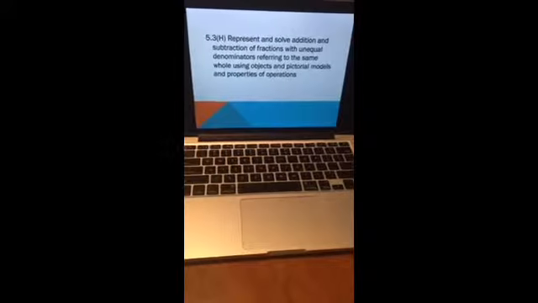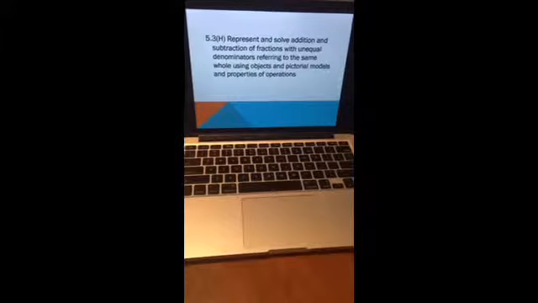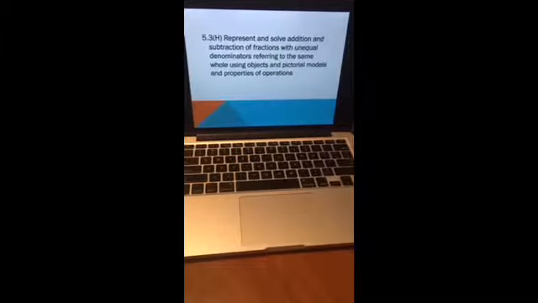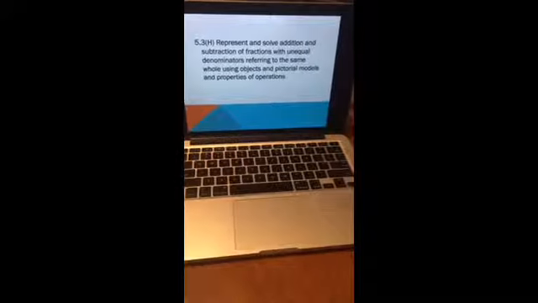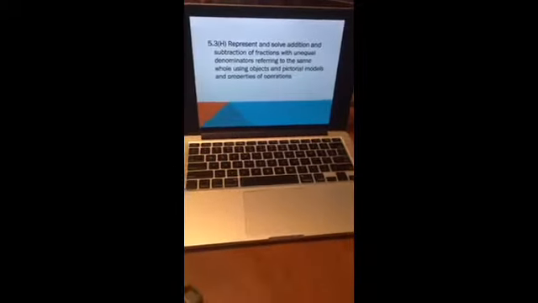Today we're going to be working with TEK 5.3H, which is represent and solve addition and subtraction of fractions with unequal denominators, referring to the same whole using objects and pictorial models and properties of operations. So basically what we're going to be doing today is working with adding fractions that have different denominators using the area model, and then we're also going to use a linear model.